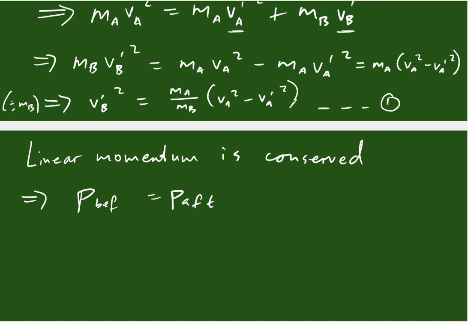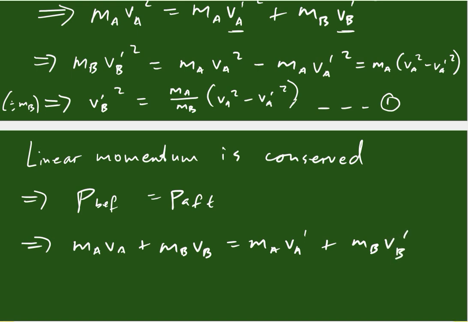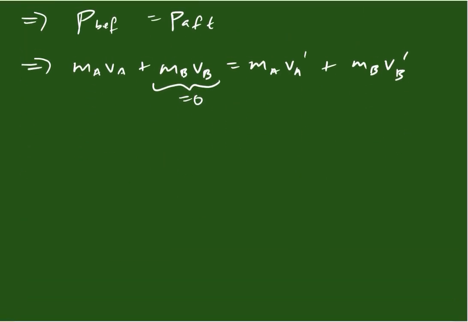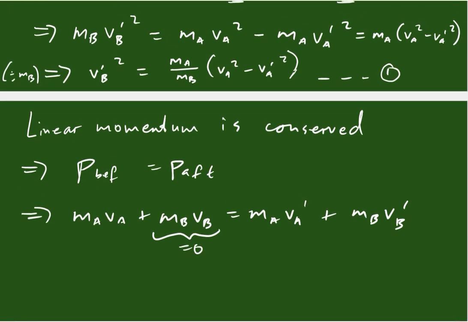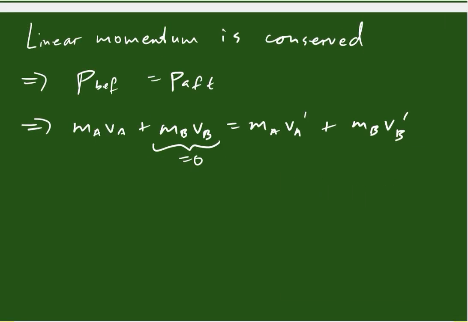So what was the momentum before? Well, it was the momentum of each ball. So it's mass A times velocity A plus mass B times velocity B. And this is equal to mass A times velocity A prime plus mass B times velocity B prime. Again, we know that velocity B is 0, the initial velocity, because the ball was at rest. Now we have an expression for VB squared. So what are we going to do here?